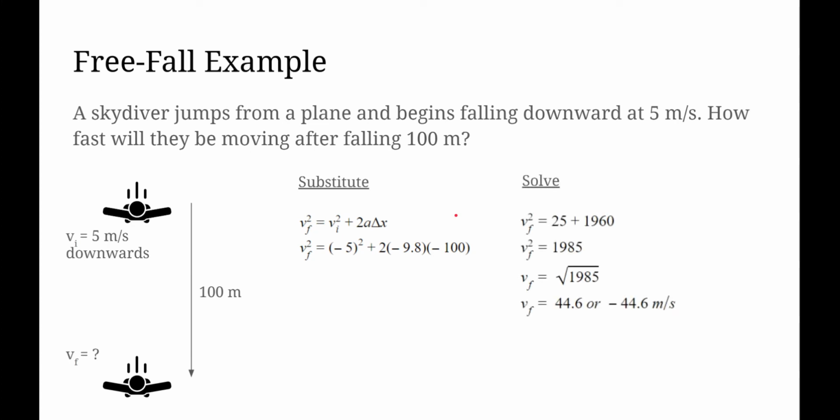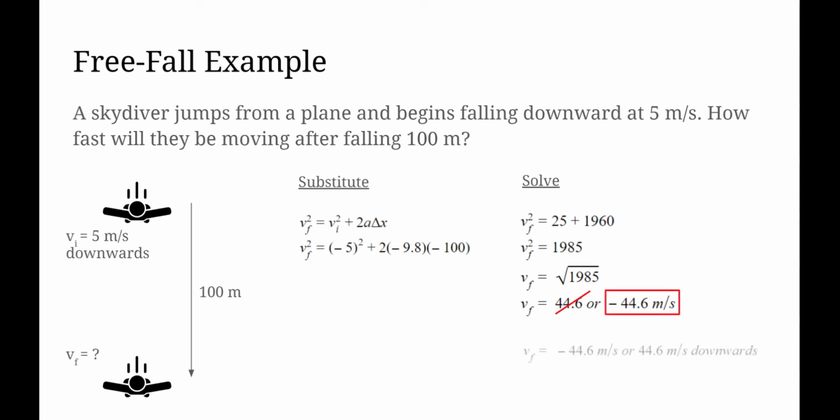Then we try to solve this. So we just simplify, and we end up getting that final velocity is the square root of 1,985. Remember, square roots, that could be two different answers. It could be positive 44.6 or negative 44.6. So we need to think about the context of this problem to pick out which one it is. In this case, since they are falling downwards at the end, we know we want to pick the negative 44.6 as the correct answer. So we're picking negative 44.6.